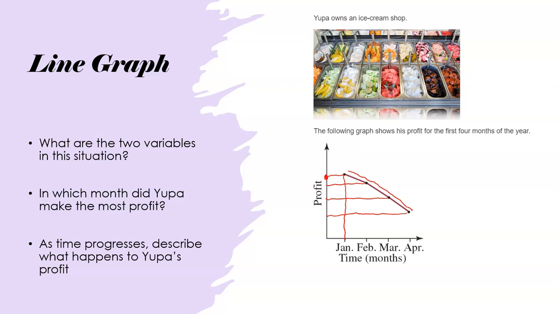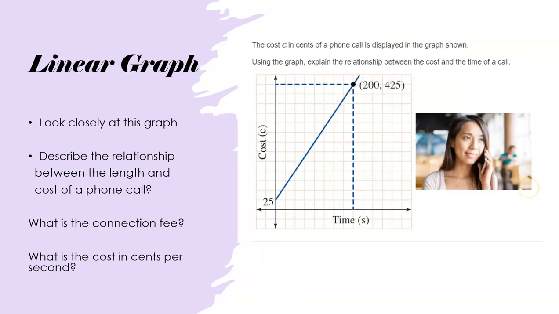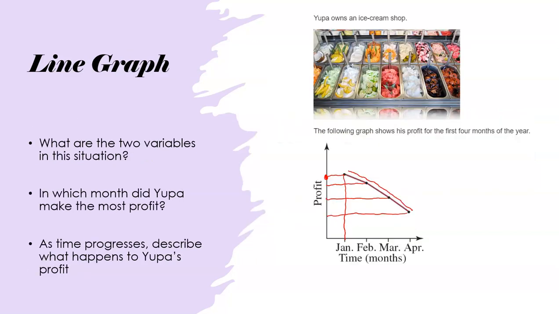So we can see that as time goes on, Yupa's profit is decreasing. This graph is a linear graph, unlike the previous graph that was drawn in segments, so we'll just have a look at it again. It was drawn in segments, so we have one segment from January to February, another segment from February to March, and another segment from March to April.